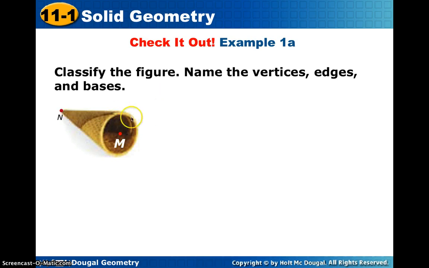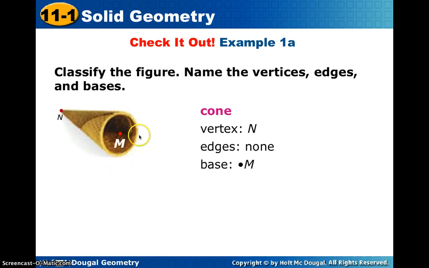All right, this one has a circle at the bottom. This is a cone. And it only has one vertex. The one vertex is point N. This is a circle here, it doesn't have any straight lines, so it's not going to have any edges. However, the base is a circle. Circle M is the base.